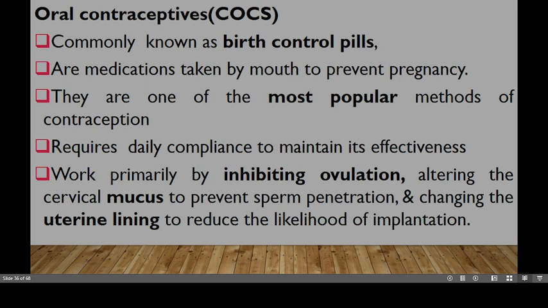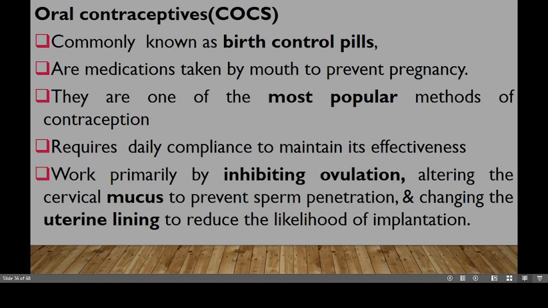So the first one is oral contraceptives. They're also referred to as birth control pills, medications which are normally taken by mouth to prevent pregnancy. They are one of the most popular methods of contraception, and it requires daily compliance to maintain effectiveness. They work by inhibiting ovulation. And how do you inhibit ovulation? Because we have elevated levels of progesterone and estrogen.